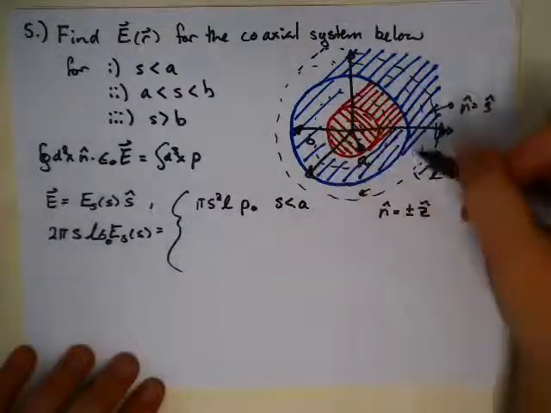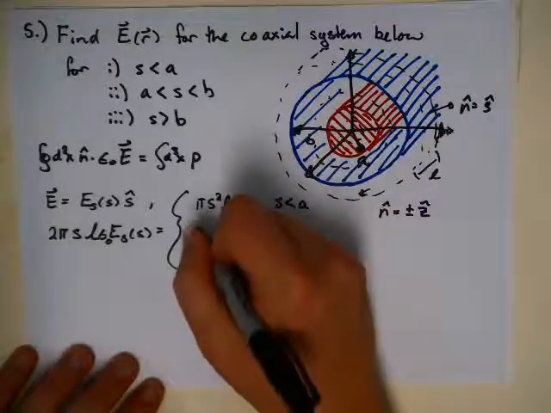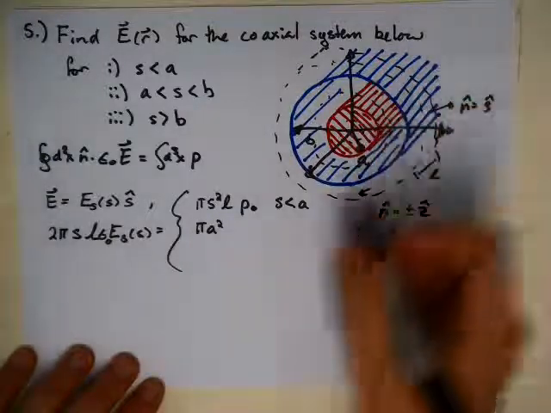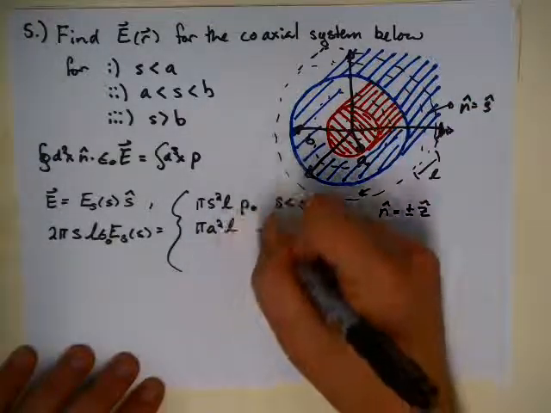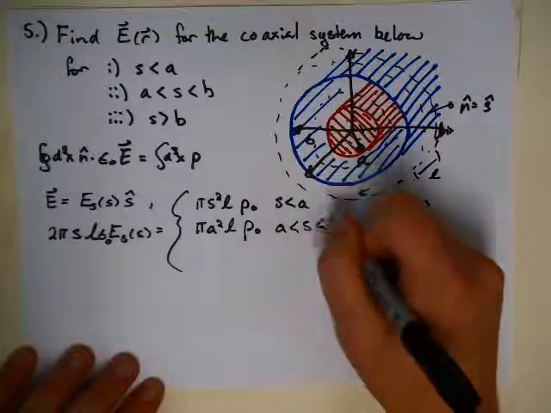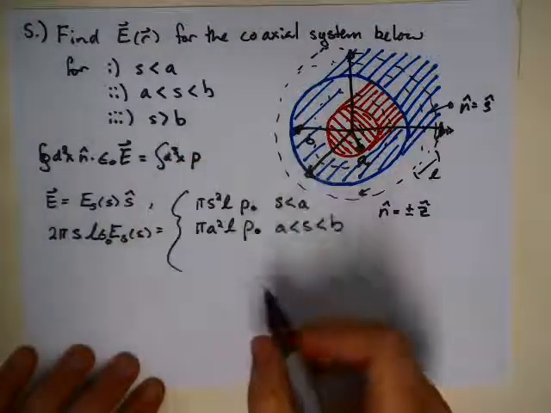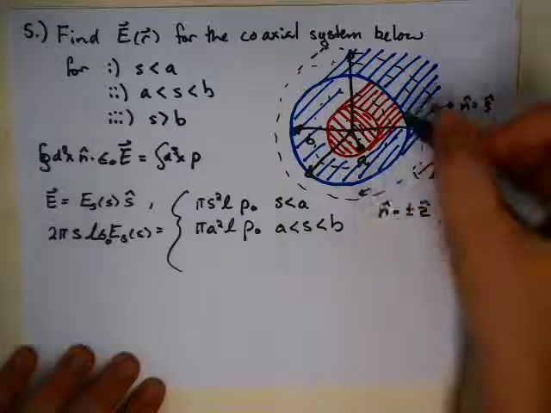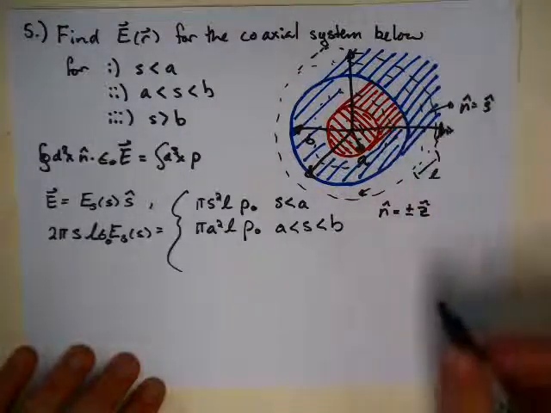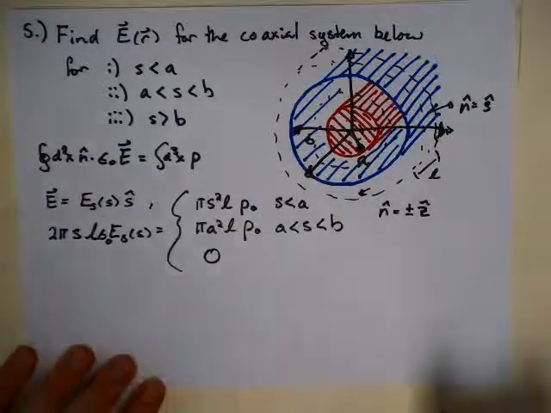If s is greater than a but less than b, I'll simply have all the charge from the red region, so that's the volume of the red cylinder. The red cylinder has radius a, so that's pi a squared times L times rho naught. And this is for a less than s less than b. And in the final region, I will have 0, because the way the system is set up, the negative charge on the outside shell balances the positive charge on the inside solid cylinder. So this is simply going to give 0.